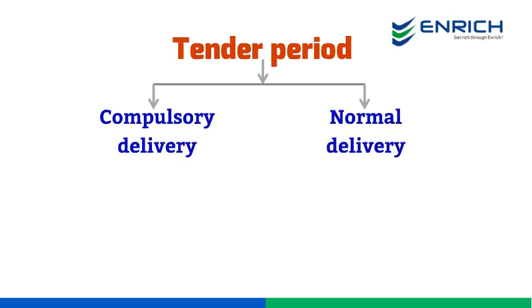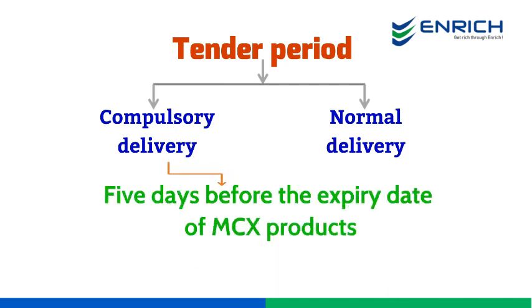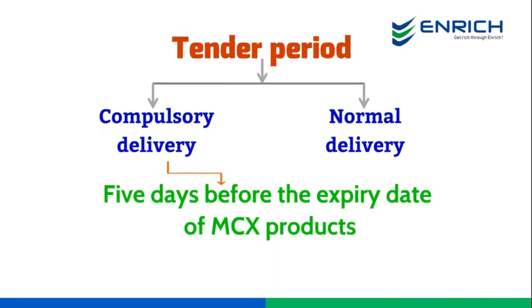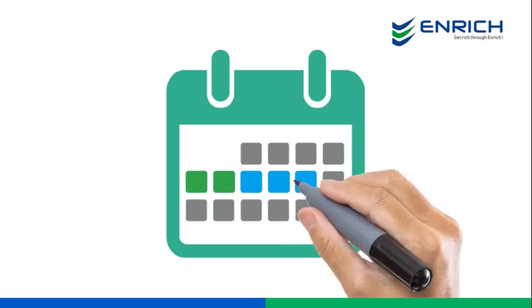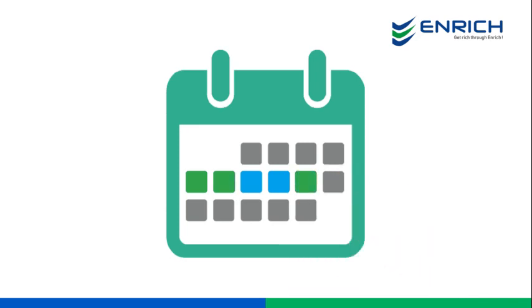The compulsory delivery is 5 days before the expiry date of MCX products. These 5 days are termed as the tender period. So the physical settlement can take place at any point during these 5 days. But we cannot guess if the settlement would take place on the first day or the second or the last day of these 5 days. So to be on the safer side, all the products in the tender period are closed 5 days in advance.